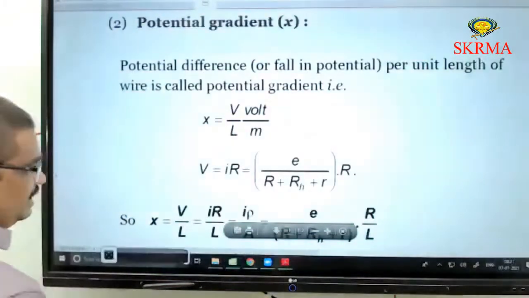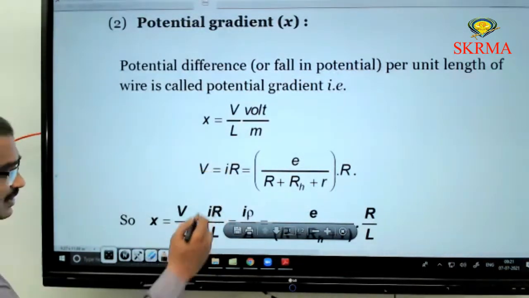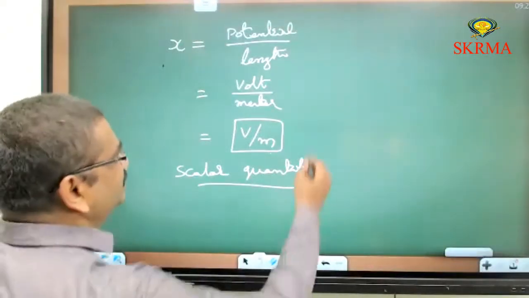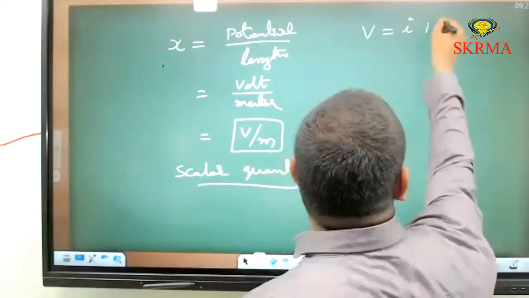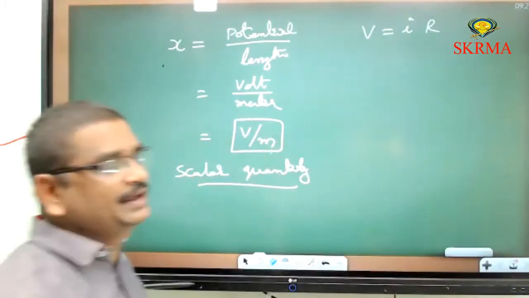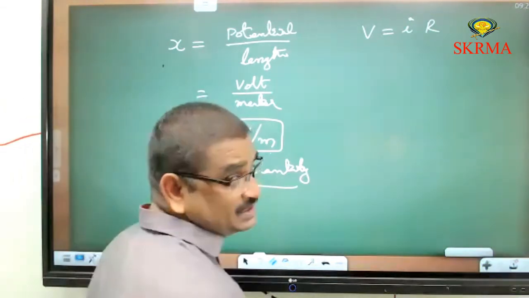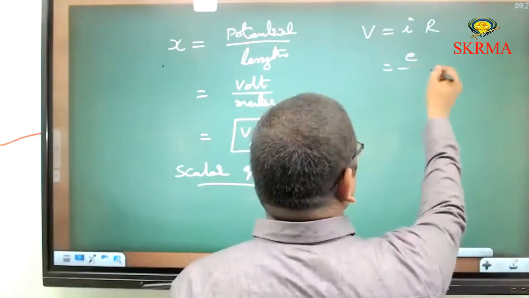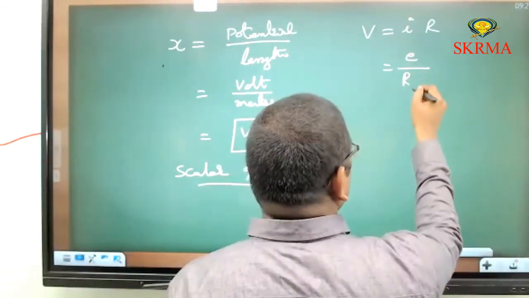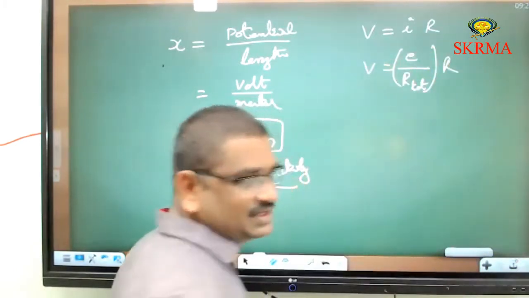Now coming to the next part. Potential can be written as... so try to solve for potential. What is the potential equation? From Ohm's law, V equal to I into R. Now current can be written as EMF by total resistance of the circuit.